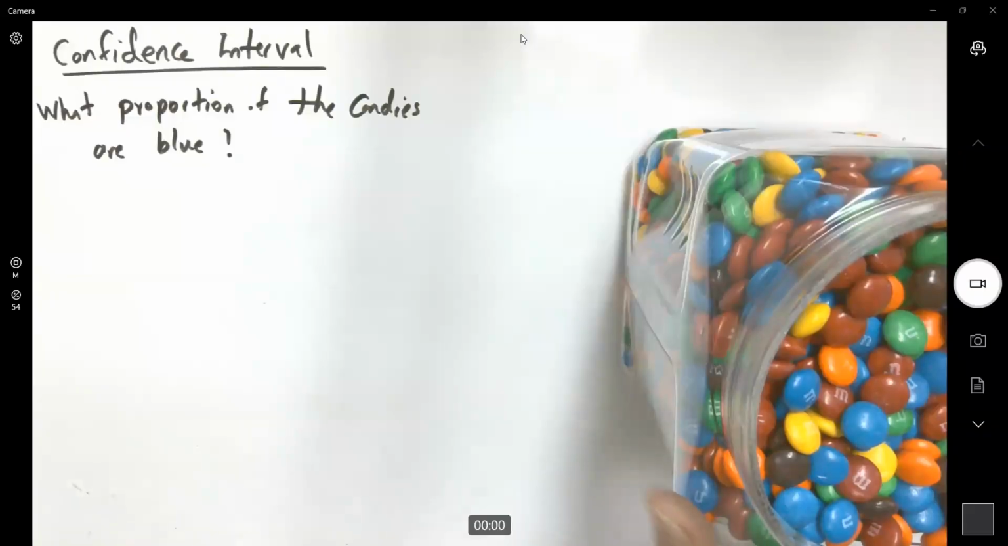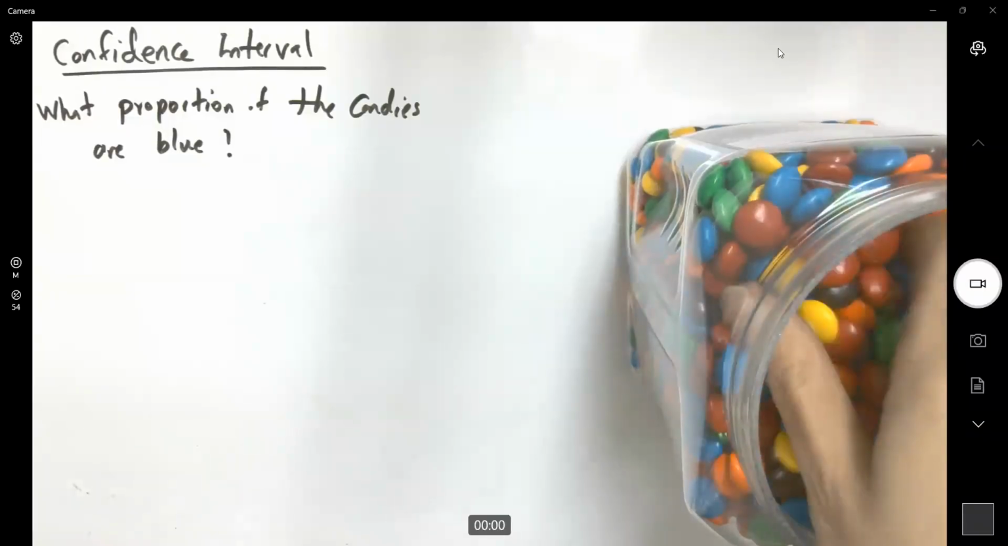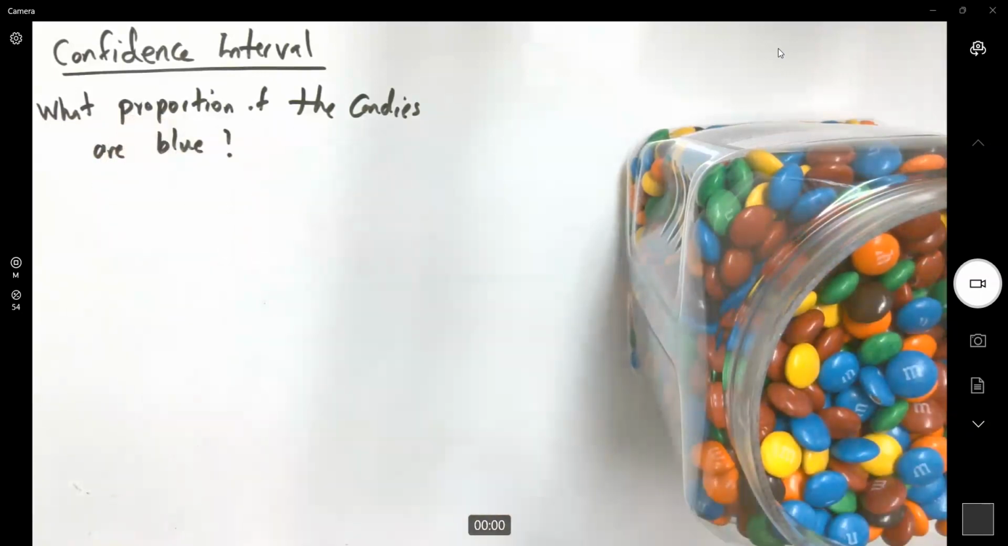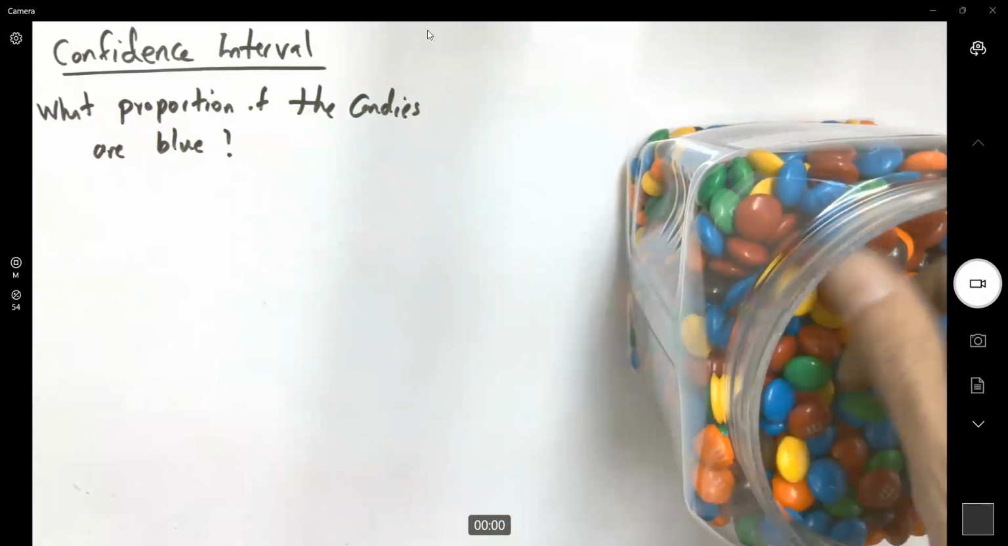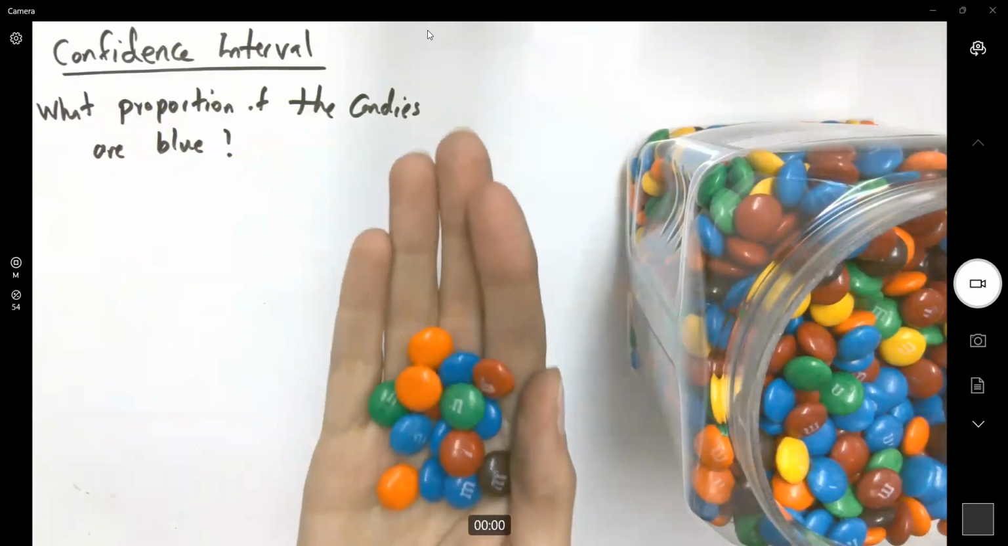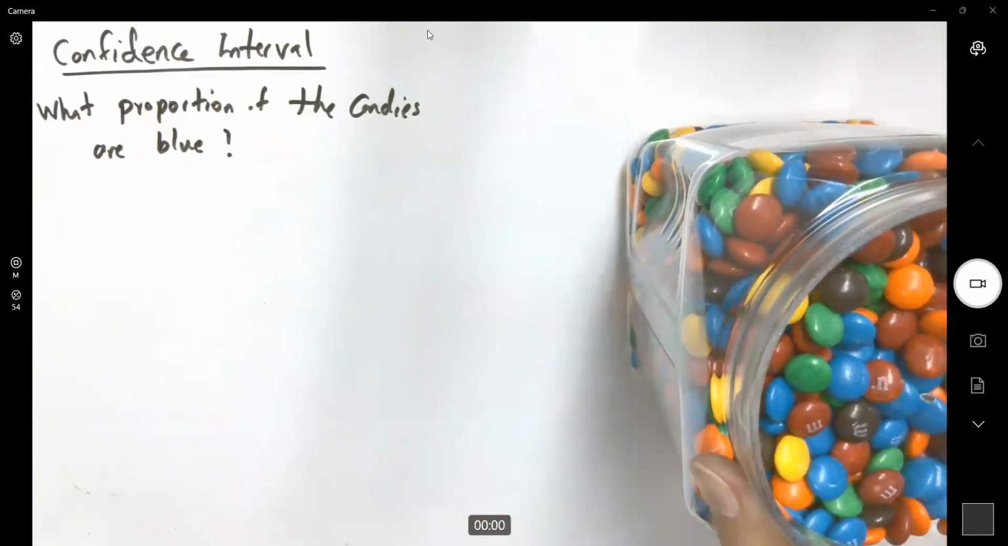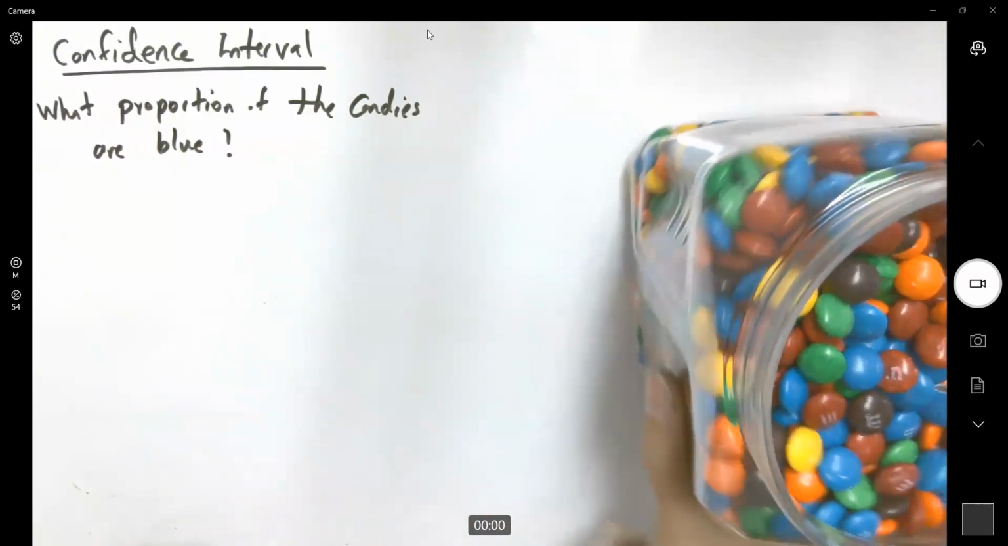So we finally open this bag of all of these candies. I want to know what proportion of the candies in this jar are blue. So should I take all of these and start counting? Is it possible? How long does it take? How many candies are here? Probably 2,000 candies. It's a very big jar.